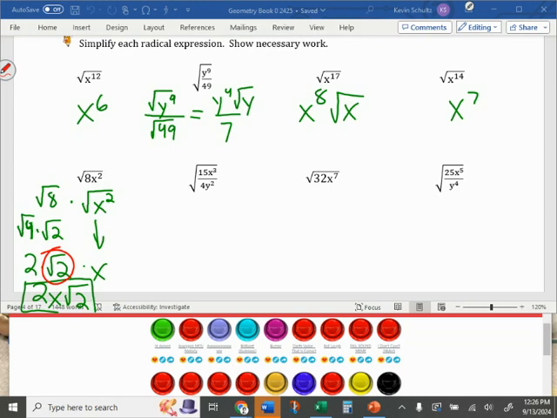The root of 32 x to the 7th. We are going to start by breaking this up to be the root of 32 times the root of x to the 7th. 16 and 2. Yep. Everyone with me so far?